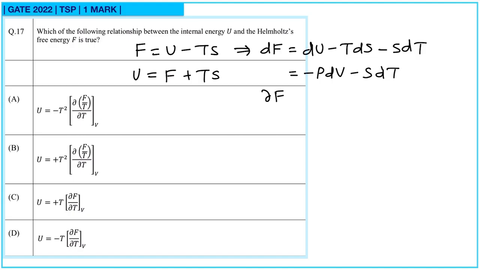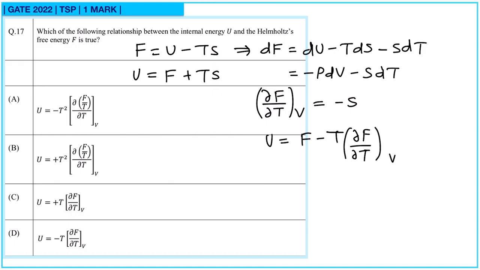So from here, ∂F/∂T at constant V is equal to minus S. So from here U is equal to F plus TS, and we have this equation. So I can write S is equal to this thing. So this will be minus T into ∂F/∂T at constant V. So this is U. Now we don't have this in the option, but we have ∂ of F by T. So let us consider that.